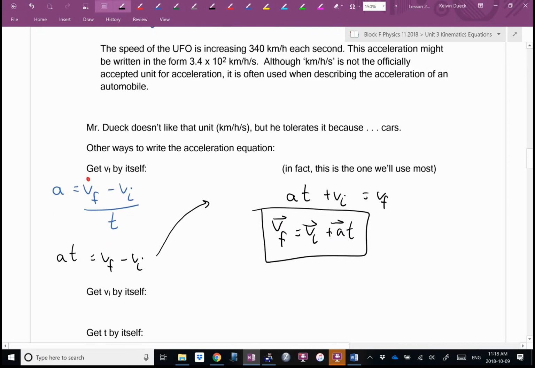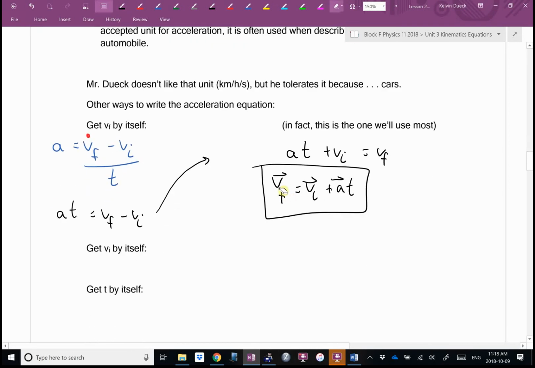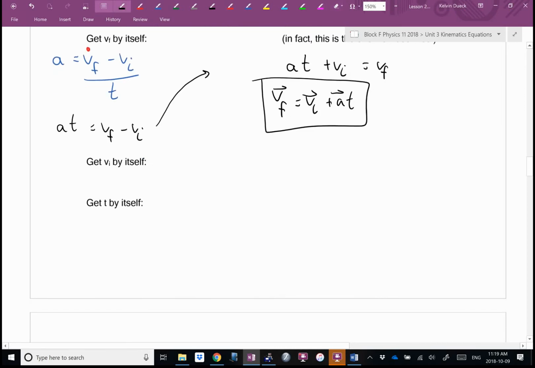We can also get the vi by itself. Let's look at this equation right here. How would I get the vi by itself? What's on the same side as the vi? How will I move that plus at over? So you're telling me that another equation that comes out of here, vi is vf minus at?